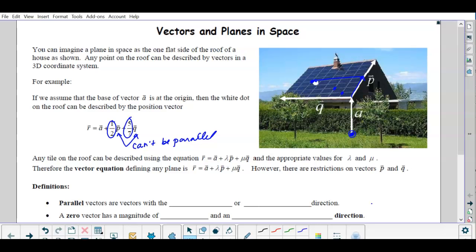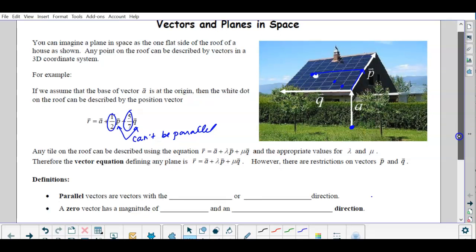So any tile on the roof can be described using the vector equation. So R equals A plus lambda P plus mu Q, and the appropriate values for lambda and mu. In any case, there are restrictions.